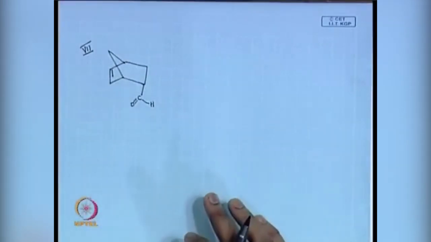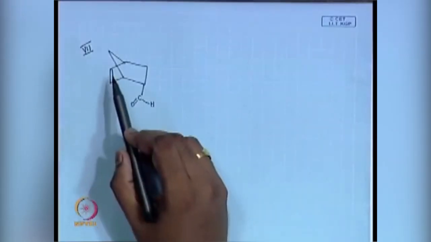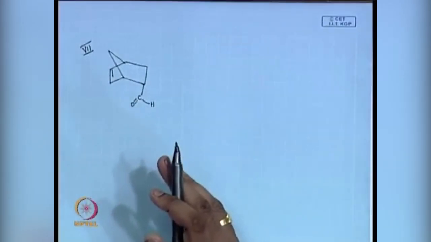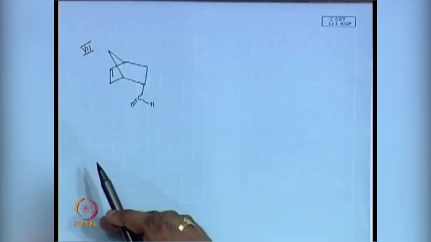You see, normally these questions are asked a lot of time in CSIR, this particular example. You can see this example. Most of the time what people do is that people never think about this norbornene system. Immediately they do this alpha cleavage and all these things. So, this type of system is asked.